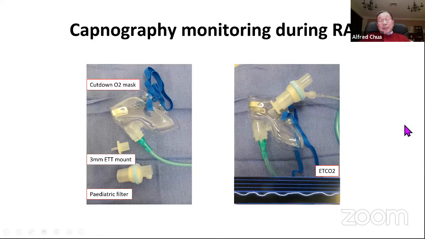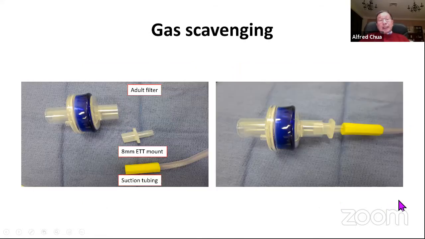Next slide, please. We also put a suctioning device there so that we can improve the airflow. We use an adult filter, depending on the size of your suction tubing. On the one that I chose, an 8mm endotracheal tube mount will just fit into the yellow part of it. If you connect it together, you will have a suction device, and we put it close to the chest of the patient. It will provide oxygen in and allow airflow to come out without the CO2 building up underneath the drape. Thank you.